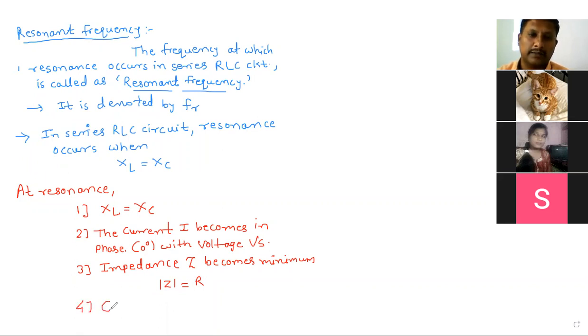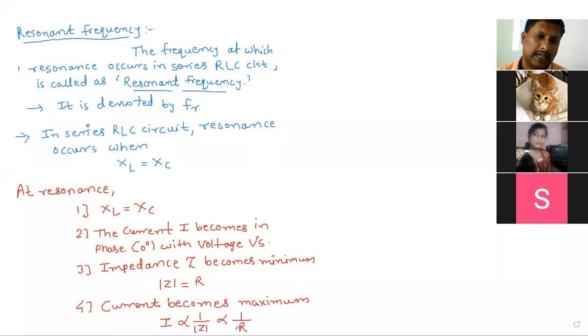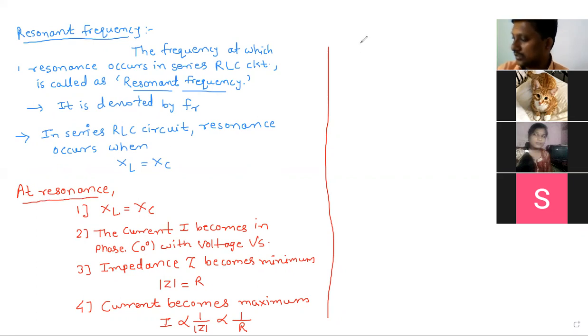So the fourth point is current becomes maximum, because if impedance is minimum, current becomes maximum. Current becomes maximum because I is inversely proportional to 1 upon Z, that is inversely proportional to 1 upon R. If R is minimum, current will be maximum. These are the things happening at resonance, which is very important. Now the next thing, the fifth point.